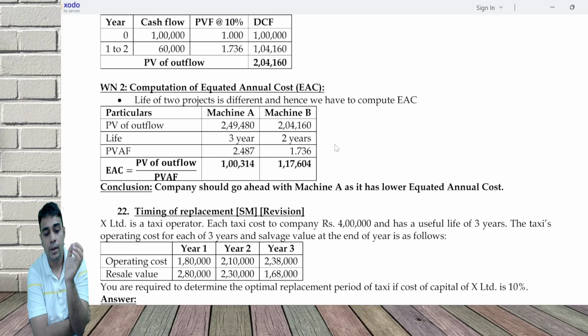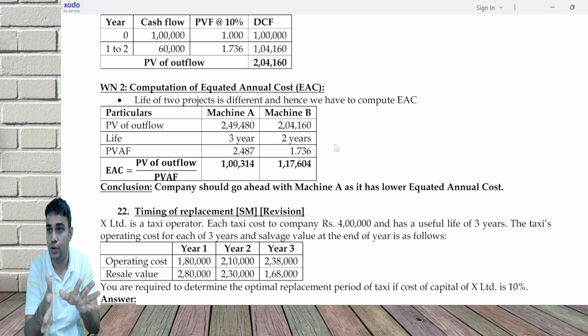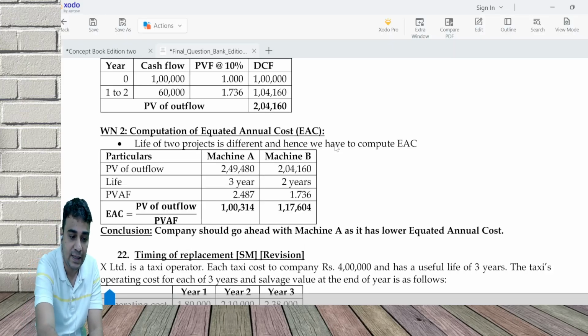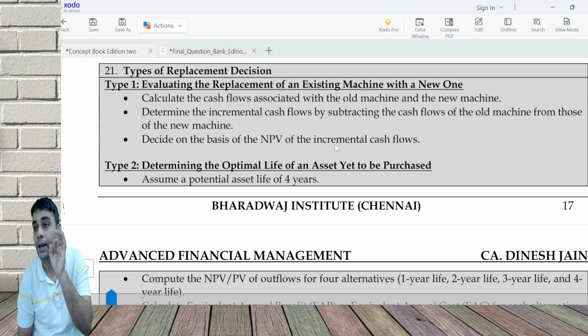Okay. In this example, I'm a taxi operator. Each taxi will cost me 4 lakh, life of 3 years, and they've given certain data. They want to know what is the optimal replacement period. You're yet to buy, so this is not technically a replacement decision. This is technically determining the optimal life.